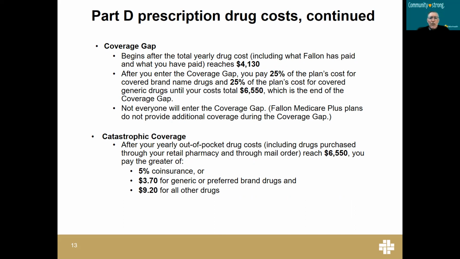Now, next is the catastrophic coverage stage. This is when your annual costs have reached that $6,550 amount, and you will pay 5% or the greater, which is $370 for the generic and preferred, or $920 for all other drugs. So whatever the greater amount is will be your responsibility for your prescription drugs during that catastrophic period.